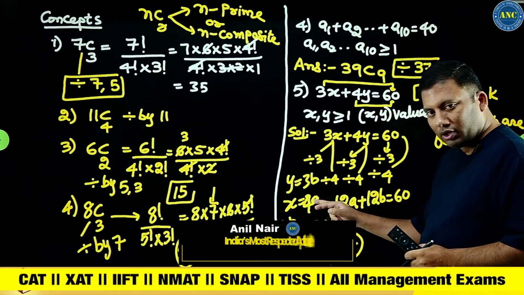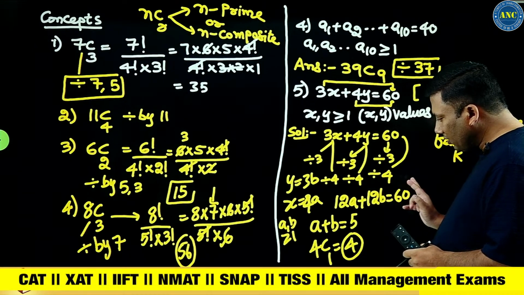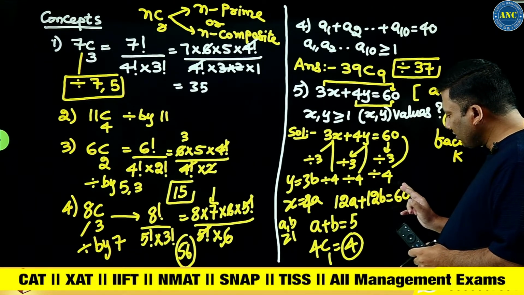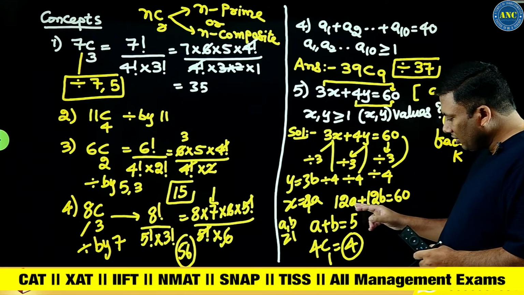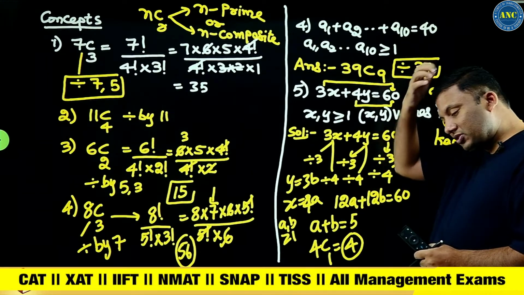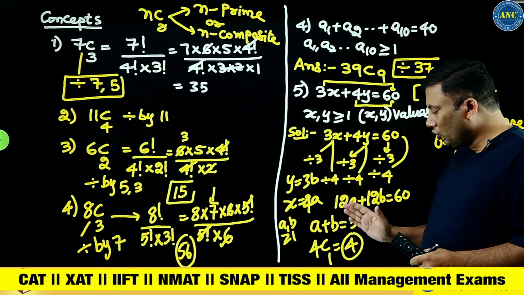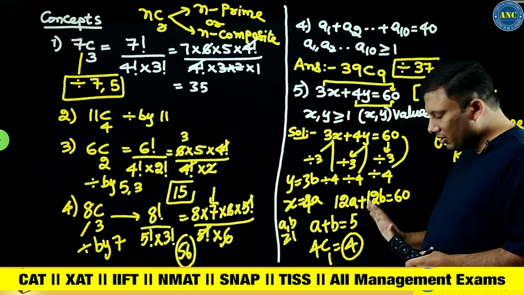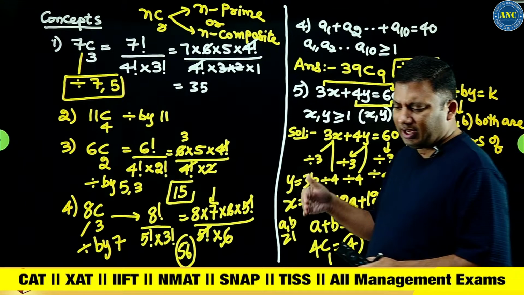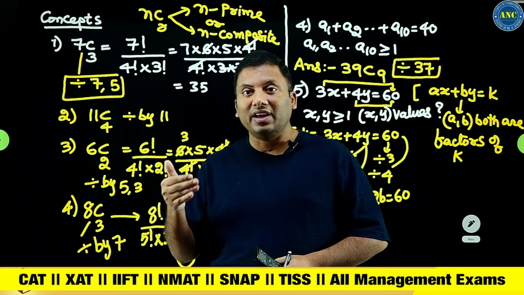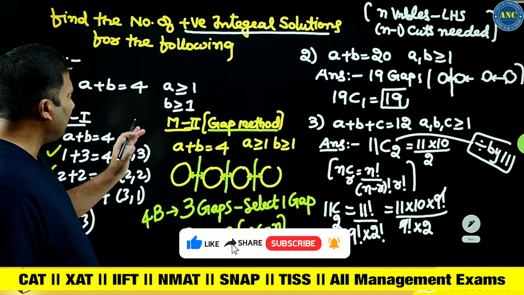So 3 into 4a, 12a. 4 into 3b, 12b is equivalent to 60. Since x, y are greater than or equal to 1, a and b will also be at least 1. 12 fives are 60, so a plus b is equivalent to 5. 5 balls are there, there will be 4 gaps. 2 variables, 1 cut. 4C1 is equivalent to 4. We will do a lot of problems today so that you will understand the various models present in the question, and how to find the positive integral solutions.